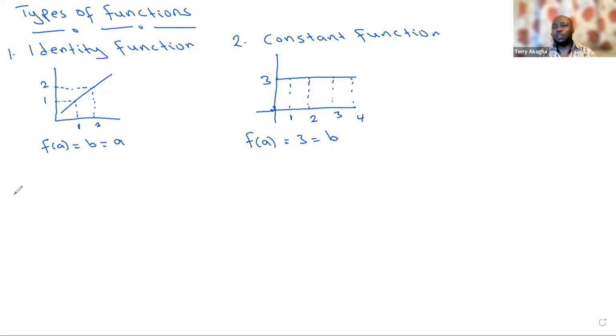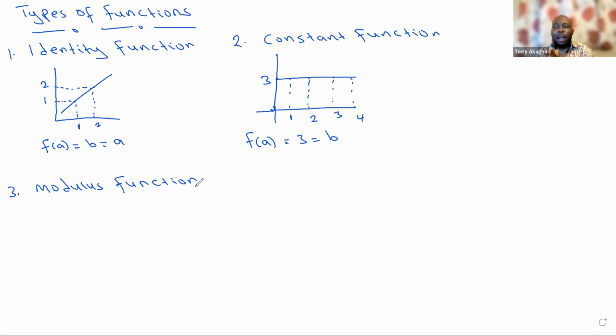The next one I'm going to talk about is the modulus function. Down the line in this series, we're going to talk about modulus function and absolute values. Please make sure you stay till the end, because in order for you to understand modulus and absolute values, it's important you try to understand this function. But modulus is very simple. It's a function that gives an absolute value, meaning that all the outputs are always going to be positive.